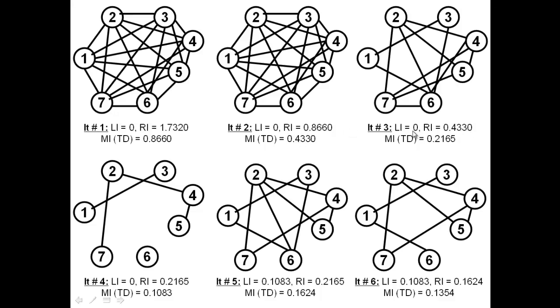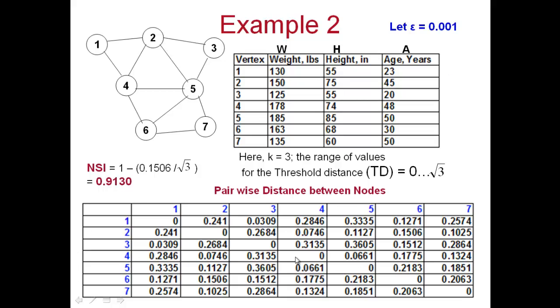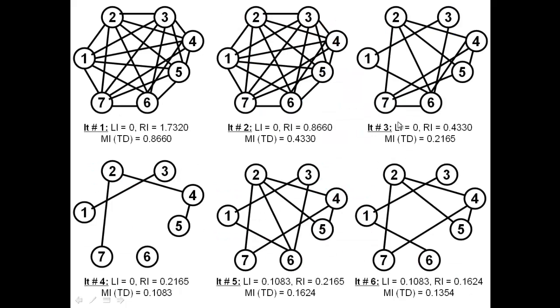So the new middle index is the average of the left and right index values, so it's 0.2165, and you see some node pairs are going to have a distance greater than 0.2165. So for example 1, 2 have a distance of 0.241 that is greater than 0.2165. So you don't have an edge between 1, 2. So use the previous iteration graph as a basis and remove those edges whose node pairs have a Euclidean distance that is greater than the threshold distance value. So now what we'll do is, let's check if the graph is connected. The graph is still connected.